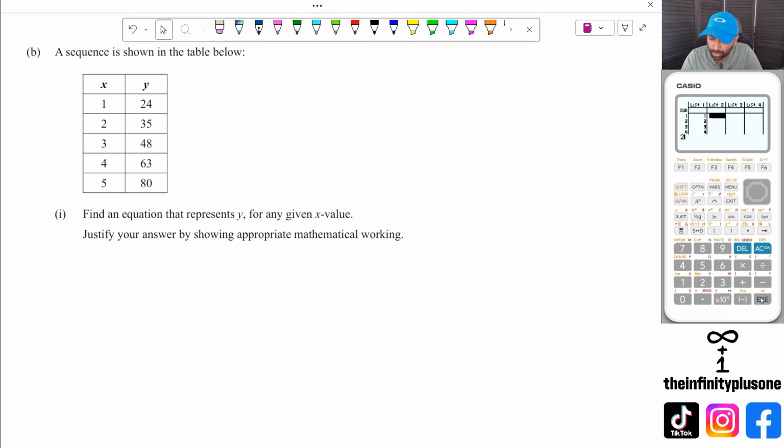And then 24, 35, 48, 63, and 80. Now when I click on calc, is it one variable? No, that's the wrong one. Hang on. Graph, go to graph 1, calc, and then if I click on x squared, I actually end up with this equation here. Now that's the answer, right? Like y equals x squared plus 8x plus 15.